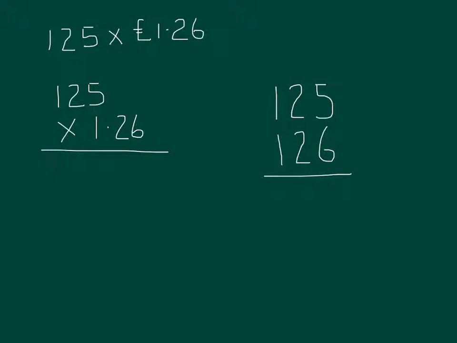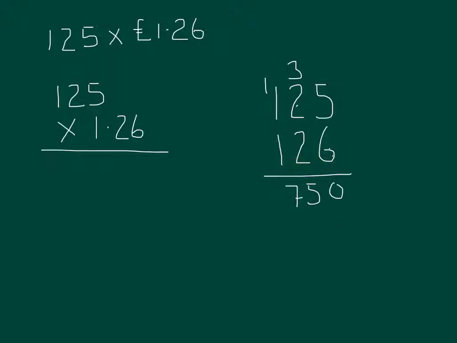We just have to multiply through. So 6 times 5 is 30. 0 carry the 3. 6 times 2 is 12, plus 3 is 15. Carry the 1. 6 times 1 is 6, plus 1 is 7. Now, we've dealt with that.